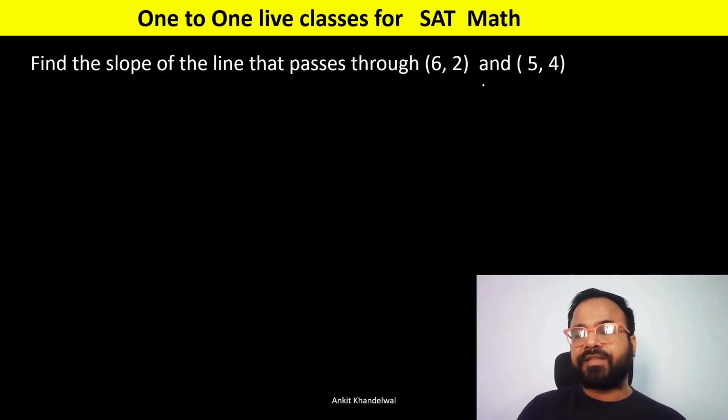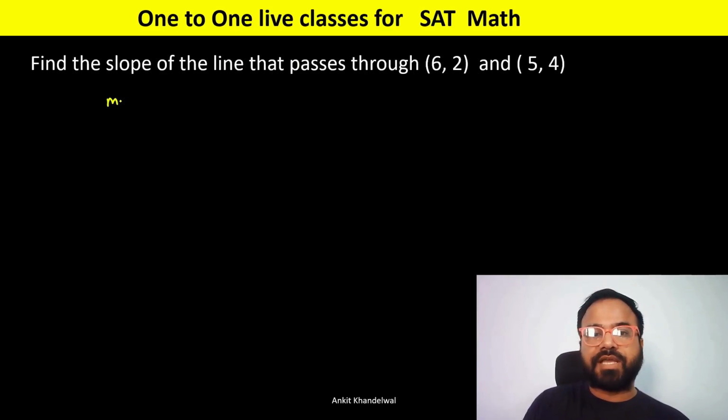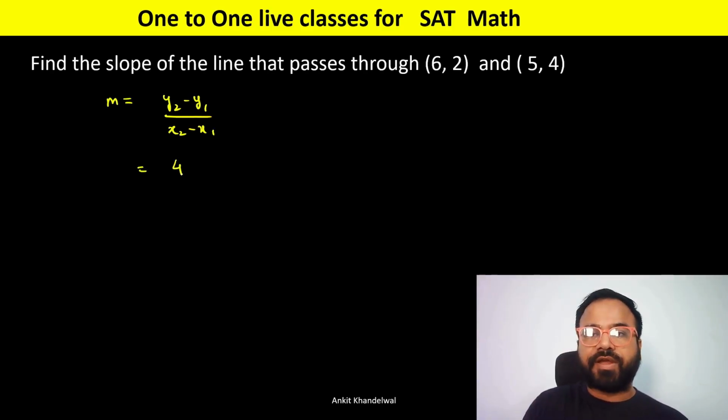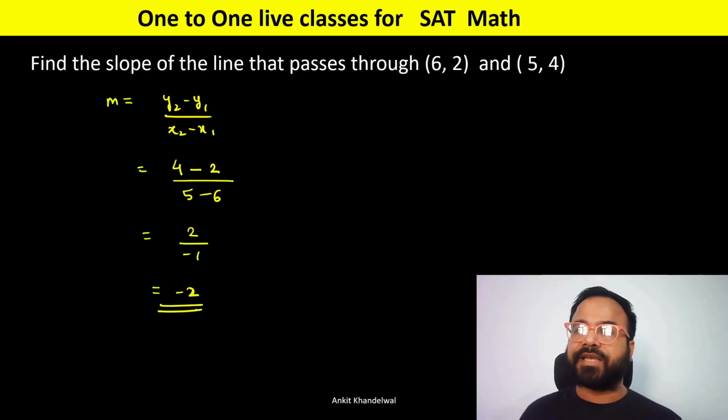Find the slope of the line that passes through these 2 points. So again the slope is given by y2 minus y1 over x2 minus x1. So you can just put the values of y. y2 is 4 minus 2. You can take any point as x1, y1 or x2, y2. So 4 minus 2 over 5 minus 6. So 4 minus 2 is 2, 5 minus 6 is negative 1. So the slope of this line is negative 2.